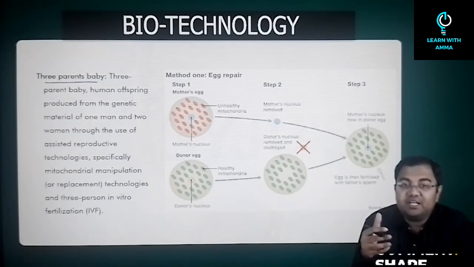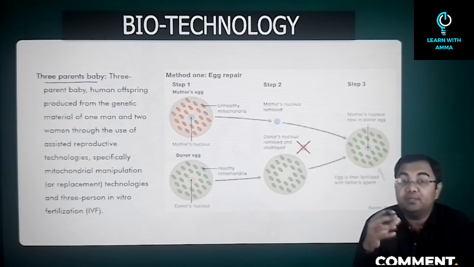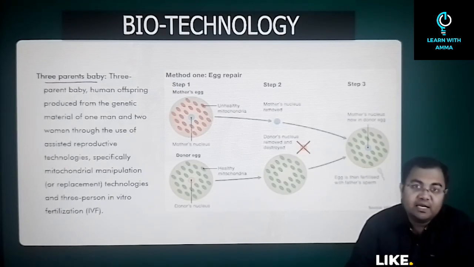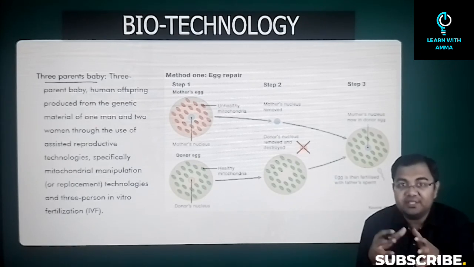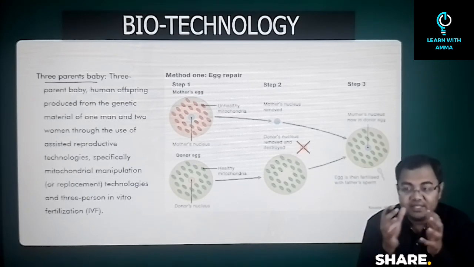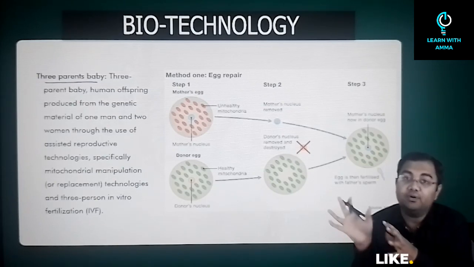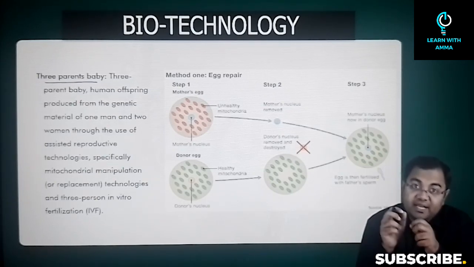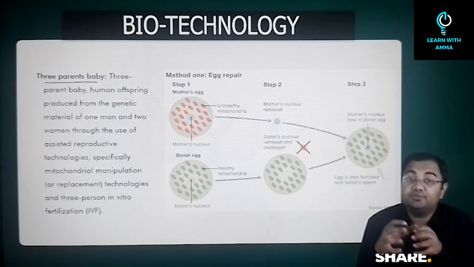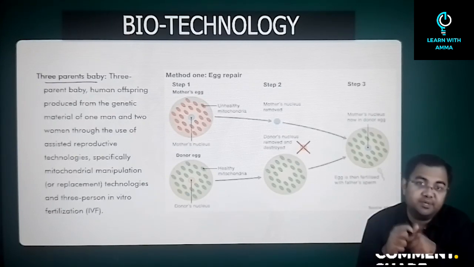Now, what happens sometimes is that there could be some problem with the mitochondria of the mother. And if the mitochondria of the mother is defective, then the same mitochondria will be transferred to the child or the offspring as well. And this is precisely where the concept of three parents baby comes into the picture.